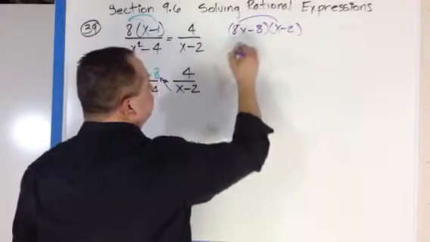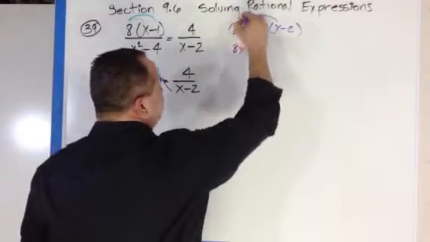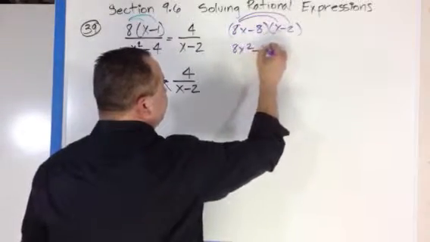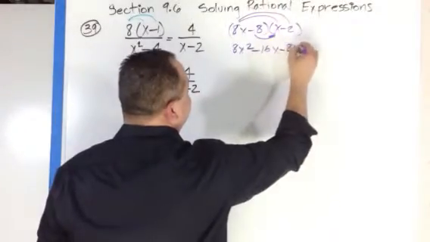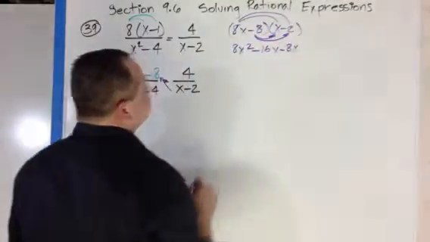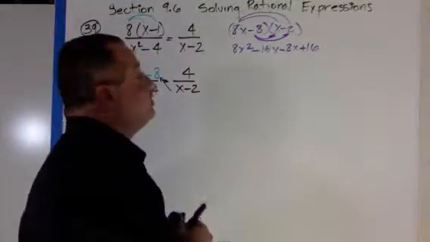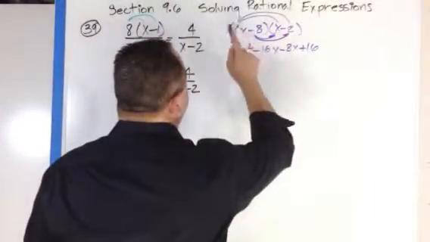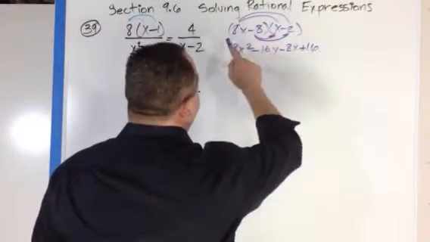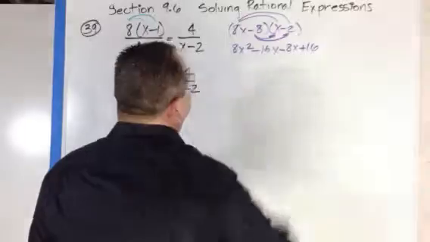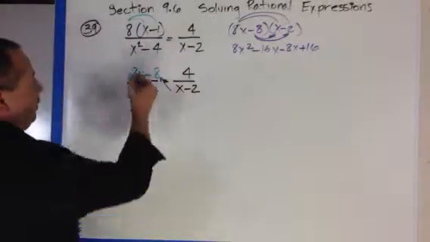8x times x would be 8x squared. 8x times negative 2 would be negative 16x. Negative 8 times x would be negative 8x. And negative 8 times negative 2 would be positive 16. Let me double check that real quick. We have a positive 8x squared, we have a negative 16x, we have a negative 8x, and we have a positive 16. Good. So we're done. I'm going to go ahead and write that.